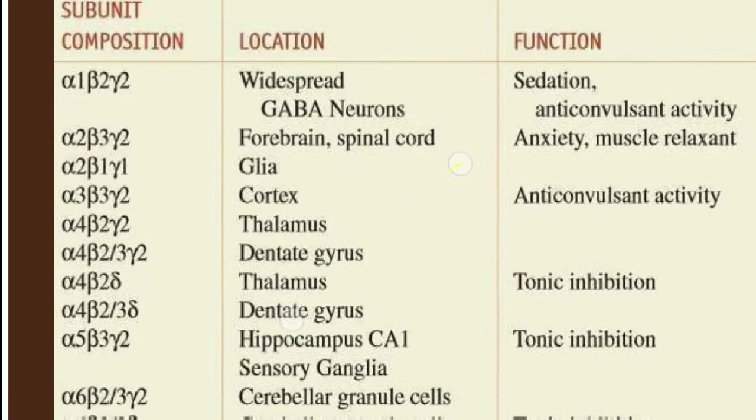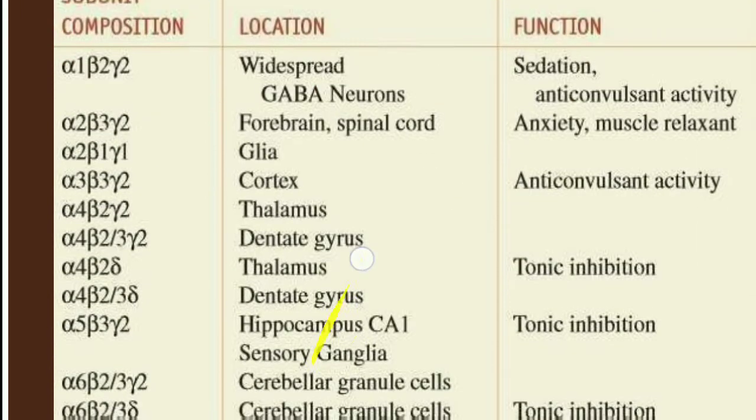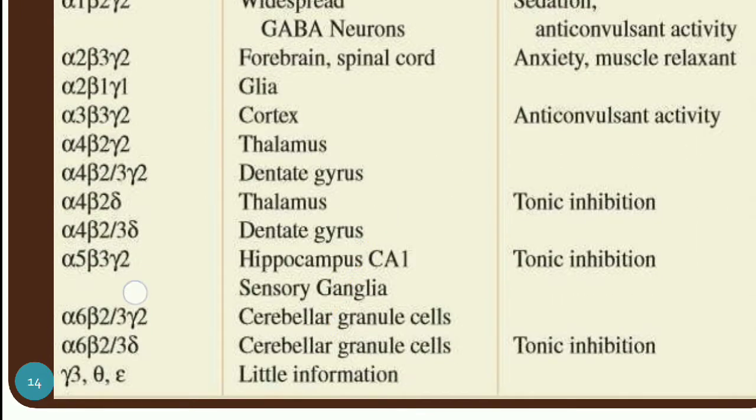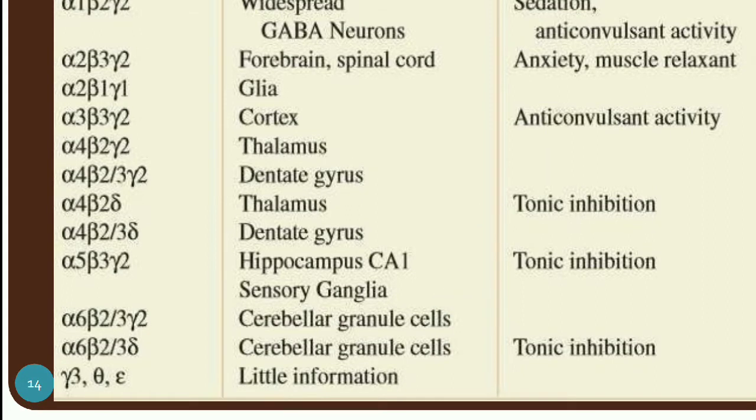Okay, alpha 4, beta 2, delta is in the thalamus, with tonic inhibition, and also located in the hippocampus. Subunit composition alpha 5, beta 3, gamma 4 gives tonic inhibition. Alpha 6, beta 2/3, gamma 2 is in cerebellar granule cells. And gamma 3, theta, epsilon: there is little information about them because scientists are doing a lot of research on them.